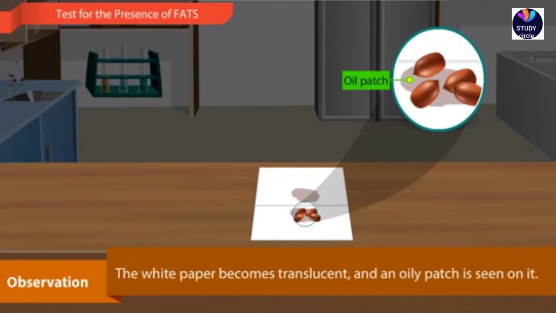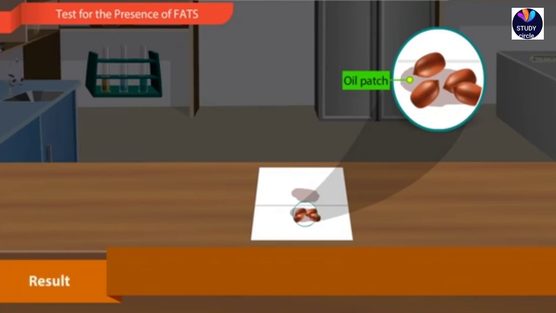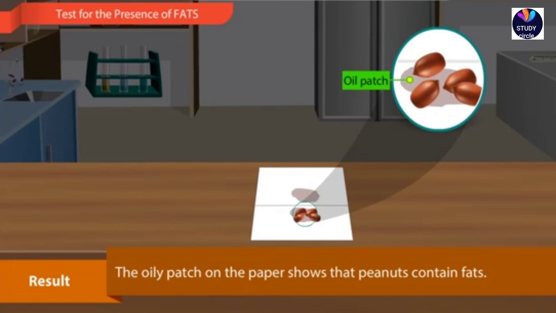Observation. The white paper becomes translucent and an oily patch is seen on it. Result. The oily patch on the paper shows that peanuts contain fats.